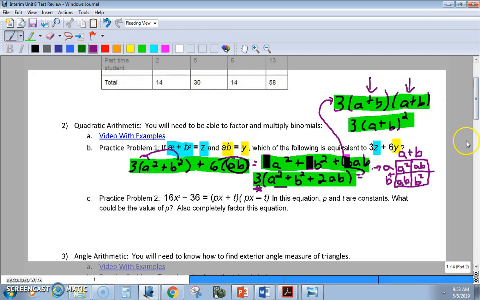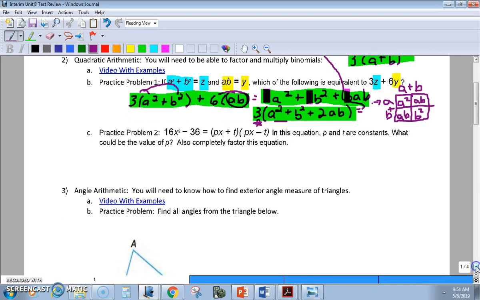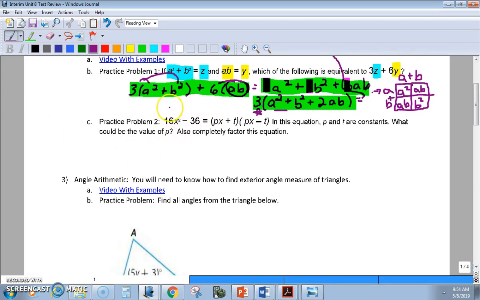Okay, the second one under part 2 is where we talk about the difference of squares. Difference because that's subtraction, and difference means subtraction. And 16x squared is a perfect square, and 36 is a perfect square. I'm going to rewrite it so I can show you what I'm talking about here. 16x squared is a perfect square because 4x times itself is 16x squared, right? And 36 is also a perfect square because 6 times 6 is 36.